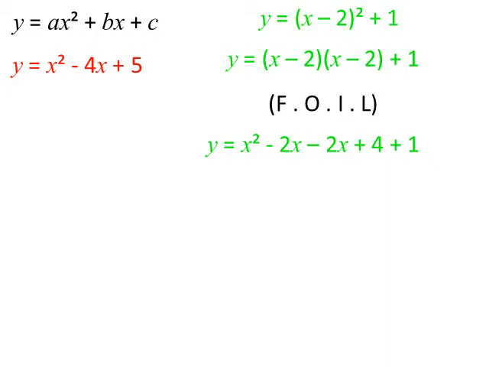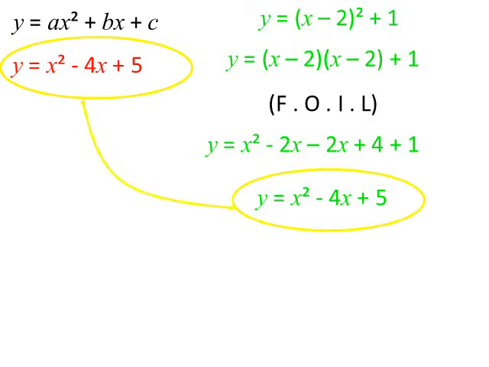Now I can combine like terms. The x squared doesn't go with anything, but the two minus 2x's combine to give me negative 4x, and the 4 and the 1 combine to give me 5. Oh wow, look at that. You'll notice that those are the same equation. So that (x minus 2) squared plus 1, that's actually the same equation. It will give me the same graph as x squared minus 4x plus 5. It's just two different ways of writing the same thing.